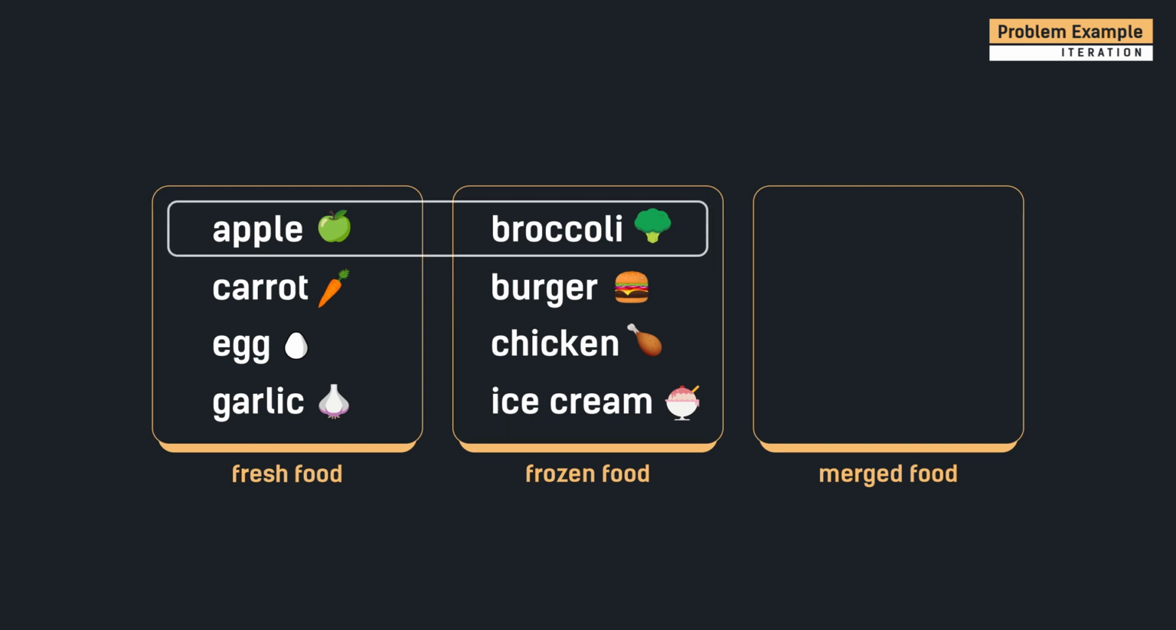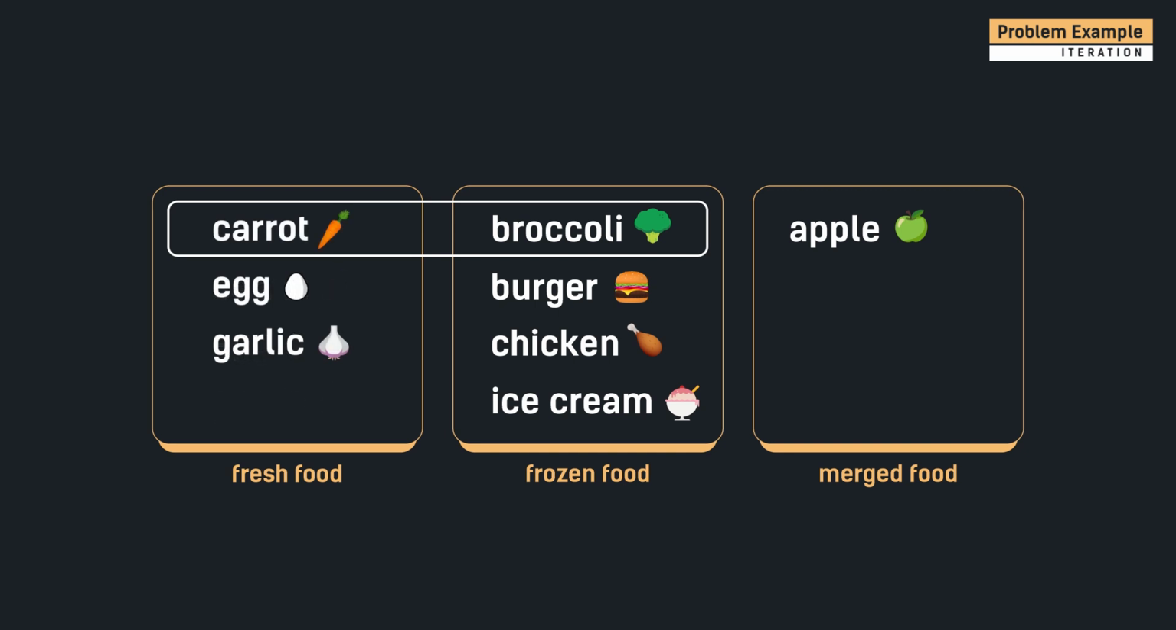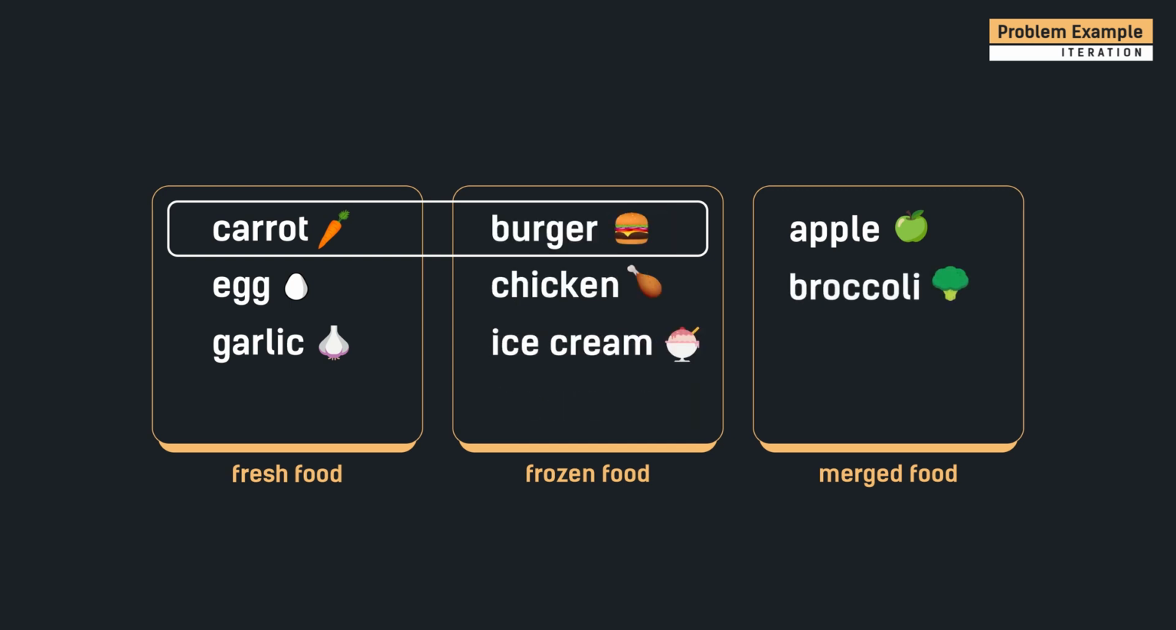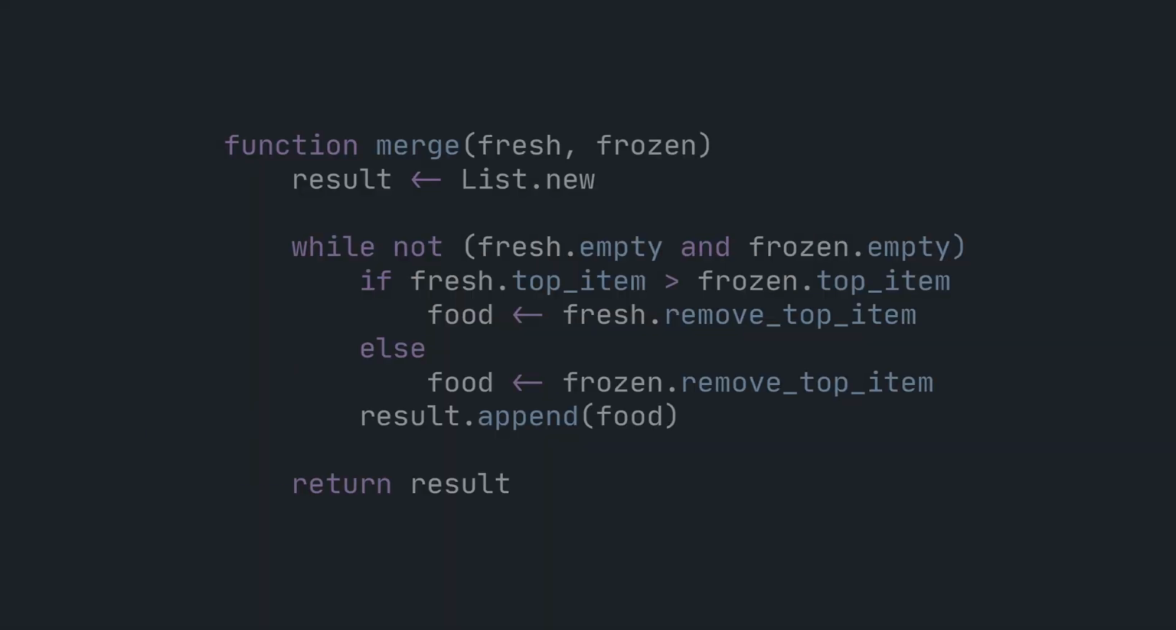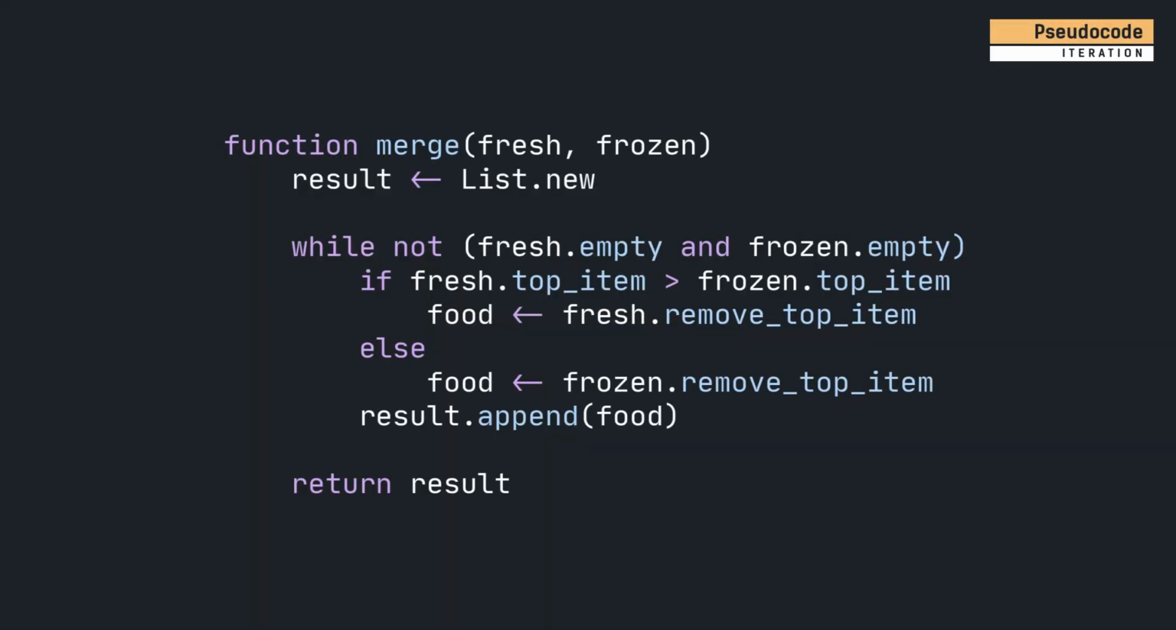So if we compare apple and broccoli, apple will be removed from its collection and added to the merged collection. As a result, carrot will be the top item in the fresh food collection. We do the same again, comparing carrot and broccoli this time, and then we remove broccoli and add it to our merged collection. We will then repeat the process until we have all the food items in the merged food collection.